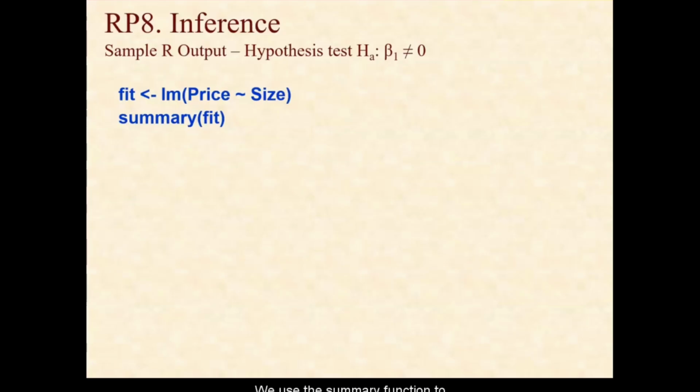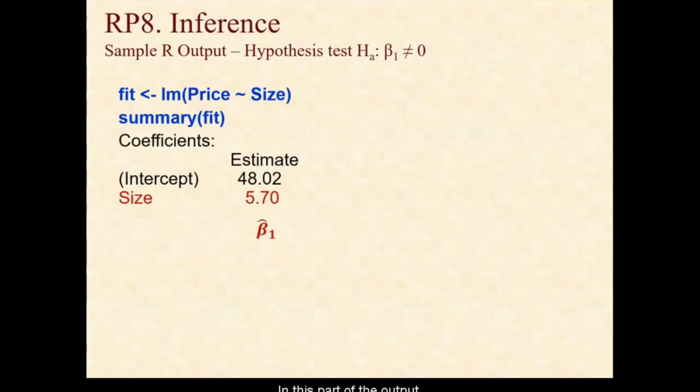We use the summary function to get information concerning the beta hat that are the estimates of the beta values in the model. In this part of the output, the row labeled intercept provides information regarding beta naught hat. The row labeled size identifies the predictor variable x and provides information about beta 1 hat. The column labeled estimate shows the beta hat values, calculated from the sample. Beta naught hat equals 48.02 and beta 1 hat equals 5.7.